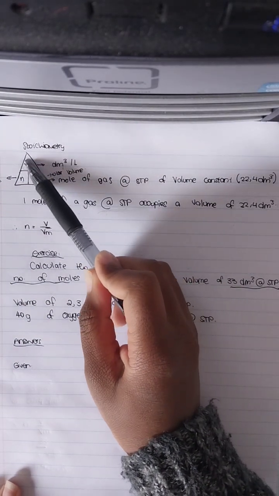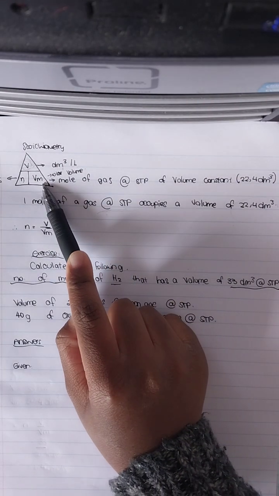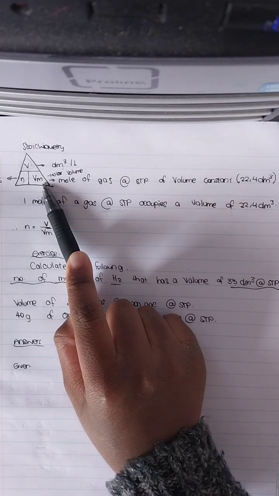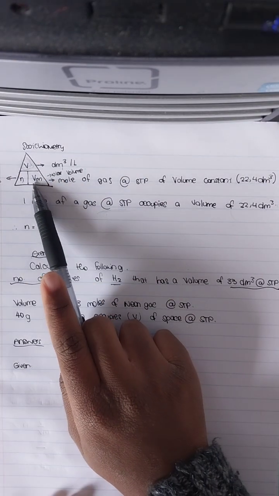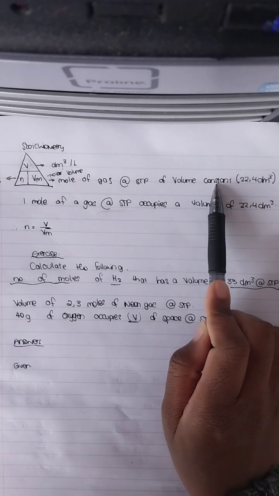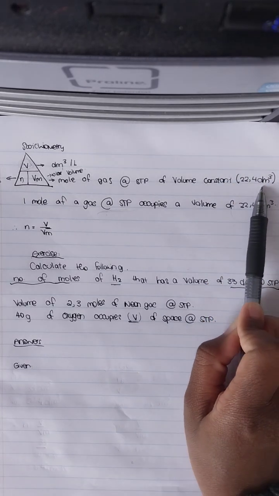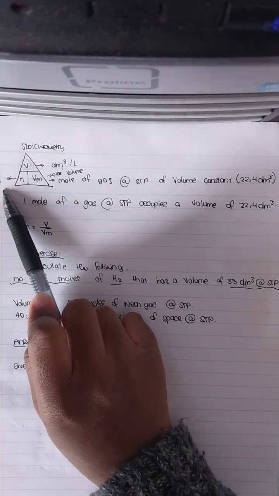You can see that this V represents volume, okay? And this over here is our Vm, which is our molar volume. And this, of course, is our number of moles, which hasn't changed, okay? Moles is what is defined as any amount of that substance, okay? So our molar volume, which is our Vm, is the volume of a mole of gas at STP, with the constant 22.4 dm cubed, okay? Our unit for moles is mol.